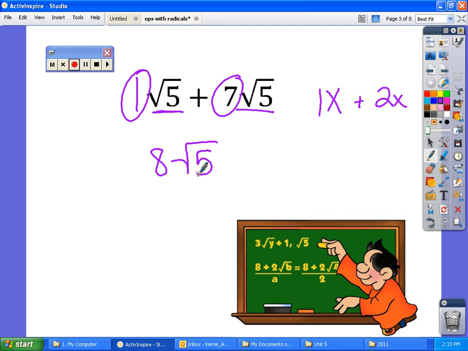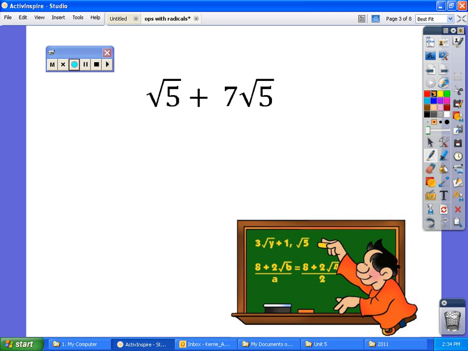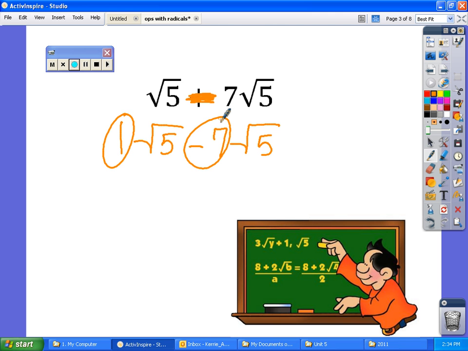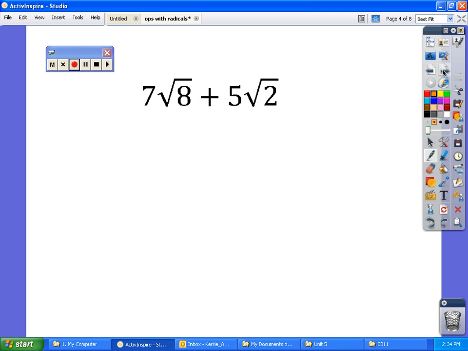Now I've only done addition, but the rules apply for subtraction. So let me go ahead and clear. All right, and I'm going to switch this problem. Let's pretend that this was a subtraction problem. It's the square root of 5 minus 7, the square root of 5. I'm going to put my 1 in front of here. So in this case, I'm going to do 1 minus 7 because my radicals match, and I get negative 6, the square root of 5. The rules apply the same for addition and subtraction, and that's because they're just inverse operations.